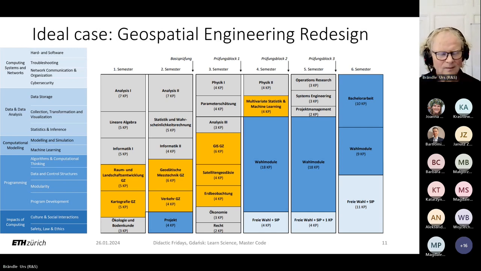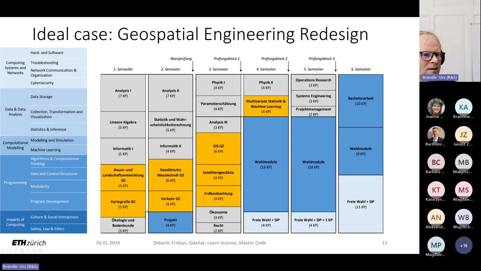So when we do a new program, usually people are already prepared to let some of their credit points go. And that was the case in geospatial engineering. It's actually a study program that has been revised. The start was, I think, 2019. And they have made some changes that were possible within the current regulation.